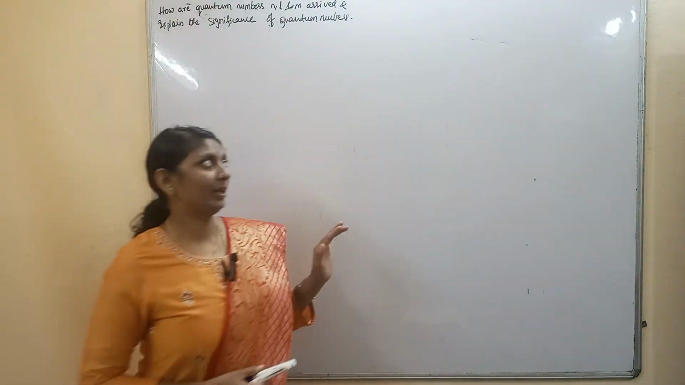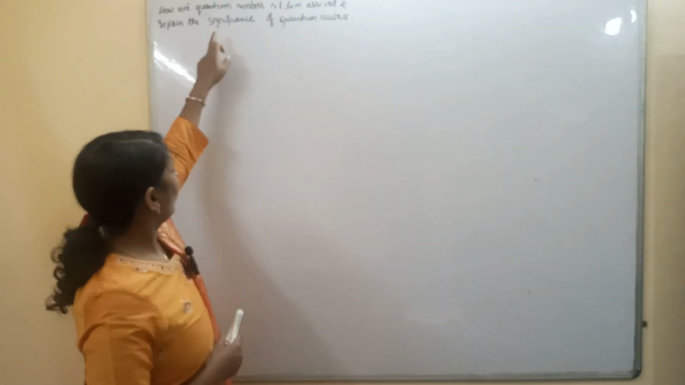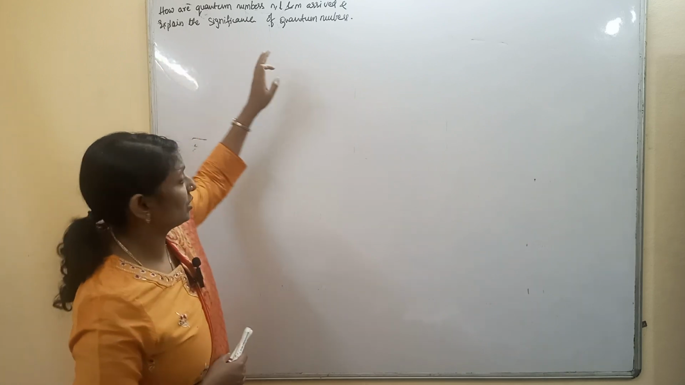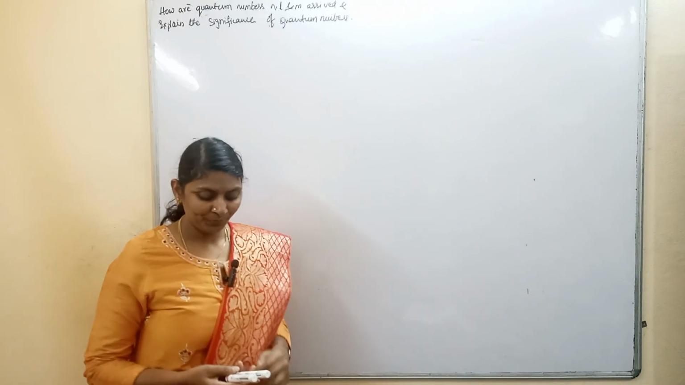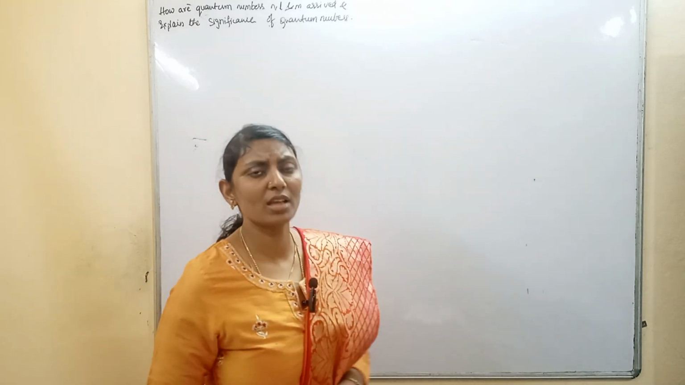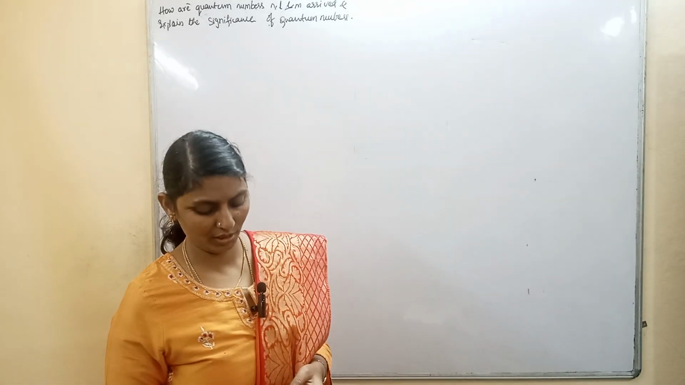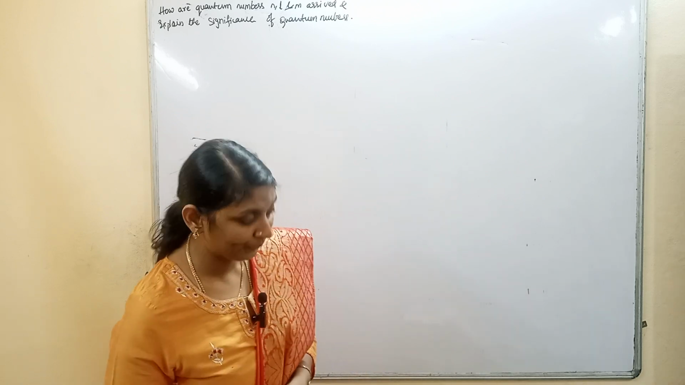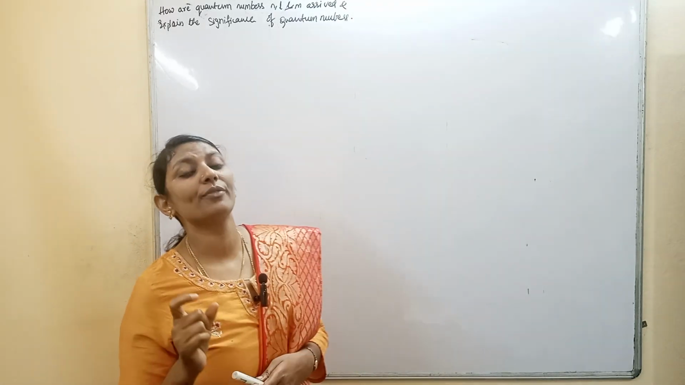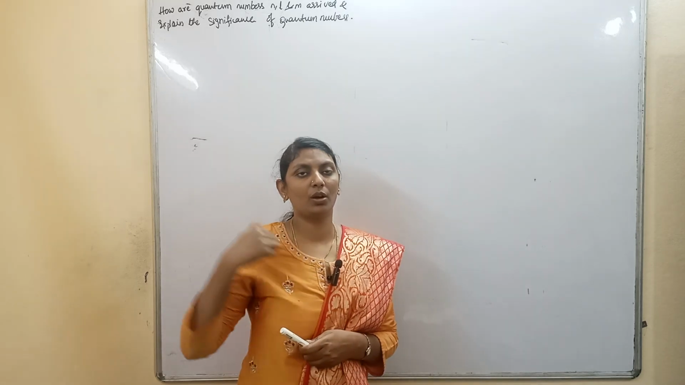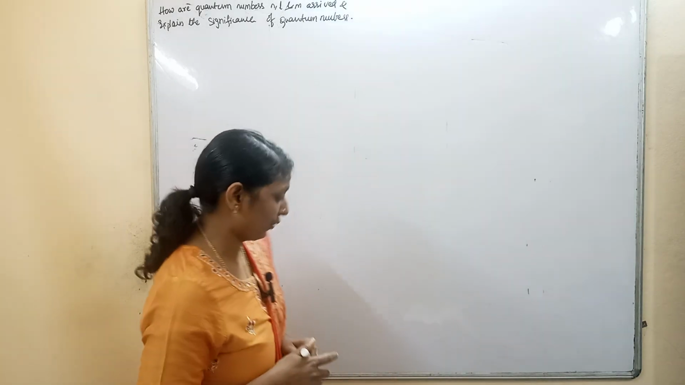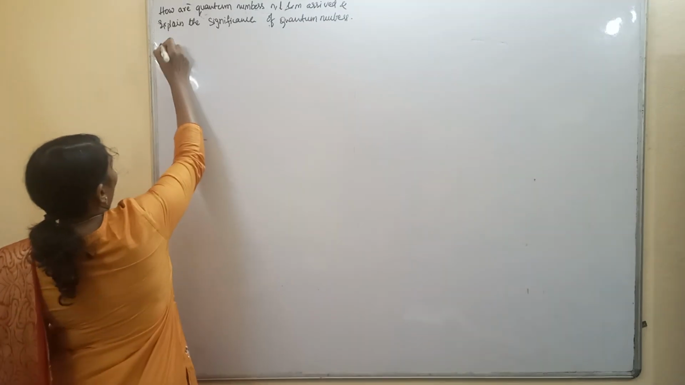Okay, the question will be given like this: How are quantum numbers n, l, m arrived, and explain the significance of quantum numbers. They may ask the question in various ways, but you have to write the same answer that I am going to explain. First one, to describe the position of an electron in an atom, the quantum numbers have been introduced.